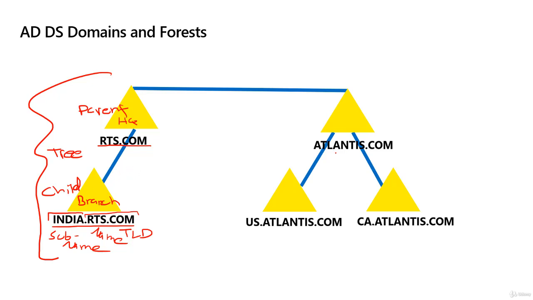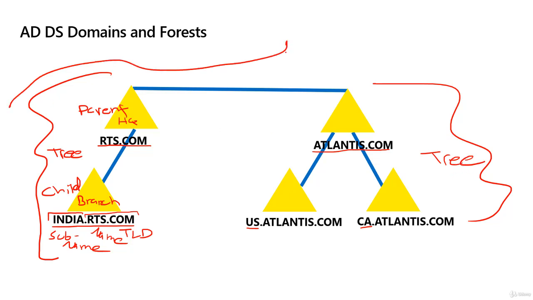Now on the other side, I have another domain, atlantis.com. So we know the top level domain is com, Atlantis is the domain name. Then under that, we have two child domains. I have us.atlantis.com and I have ca for Canada.atlantis.com. This is also a tree. Now, this entire picture is the forest.